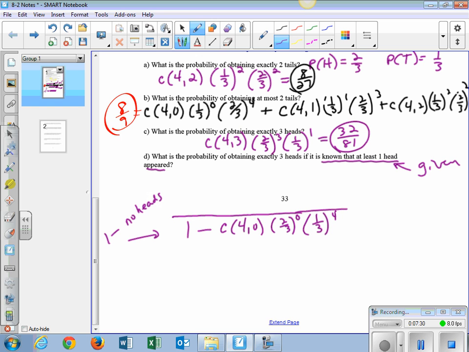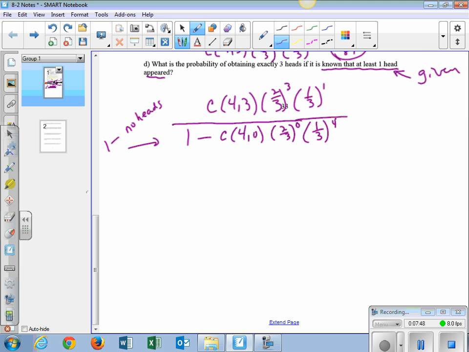Now, what was I trying to find the probability of? Exactly 3 heads. Well, I just did that one in the previous one. So if I'm just doing my setup, that would be a combination 4 choose 3. 2/3 would be to the 3rd. 1/3 is to the 1st. Okay, so let's take the time to work this one out.